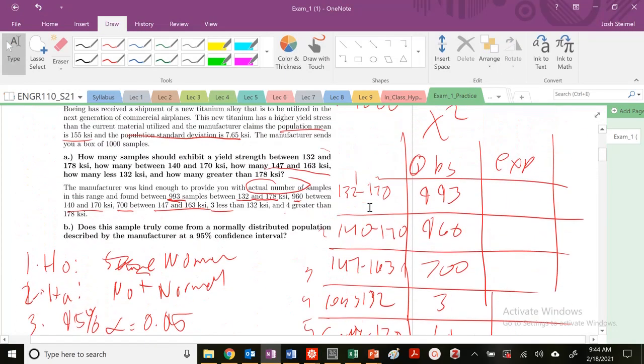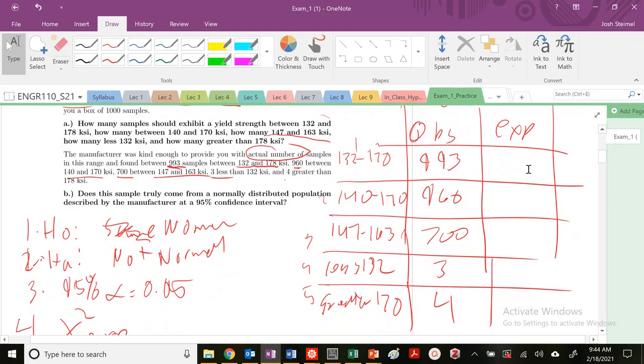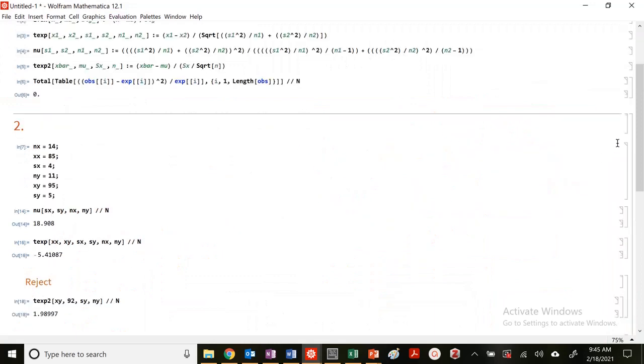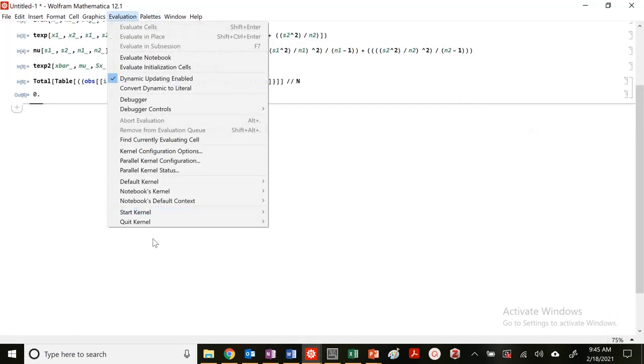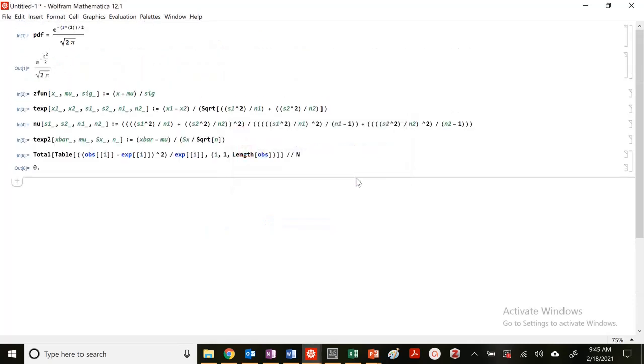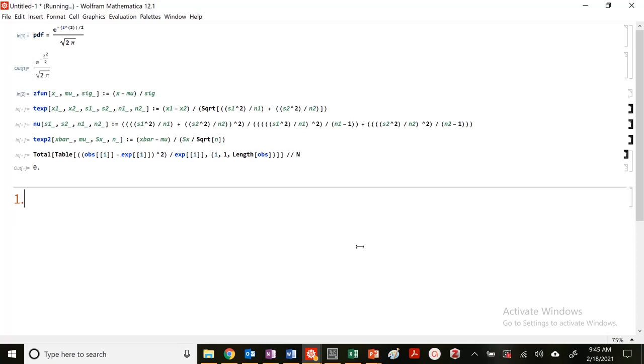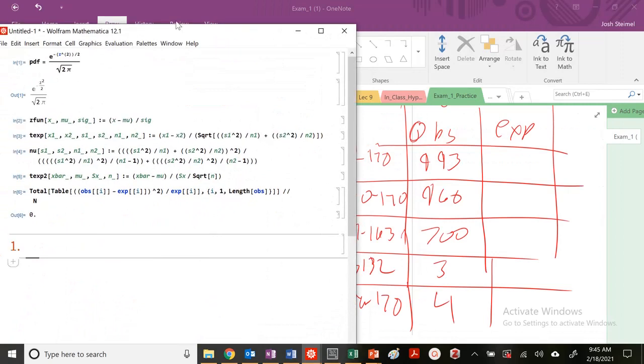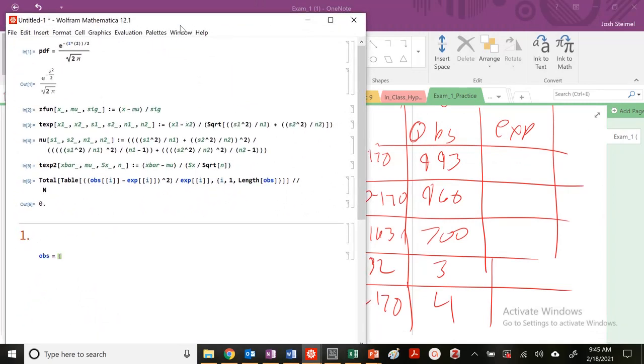So now we need to answer questions A and B simultaneously by getting these expected values. So I'm going to start up and get my notebook. I'm going to delete this and clear my kernel. I'm going to now reevaluate all the functions that I think I need for this exam. I'm going to separate this; this is going to be my answer to 1. And now I'm going to list out my observed values. So my observed values are 993, 960, 700, 3, and 4.